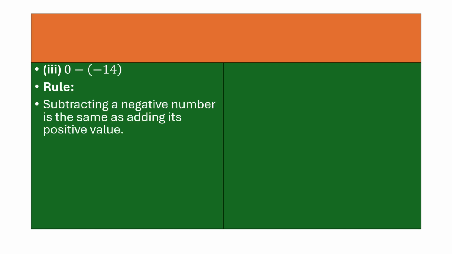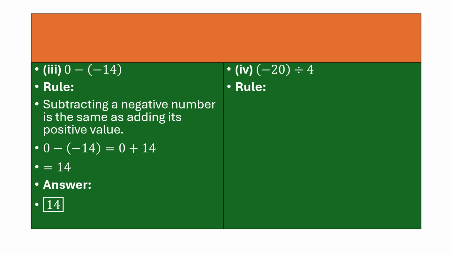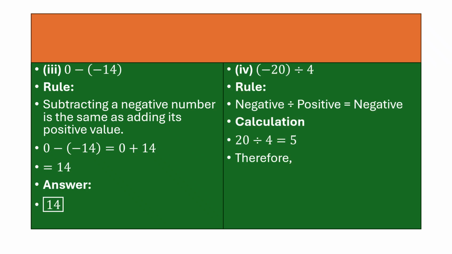Question number 3. Now here it's 0 minus, and in bracket you have minus 14. Subtracting a negative number is the same as adding its positive value. So minus into minus is plus. So 0 plus 14 is 14. Next, minus 20 divided by 4. These are simple division sums, kids. When you divide it, you will get the answer minus 5.